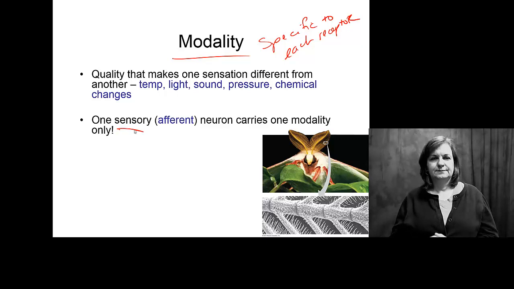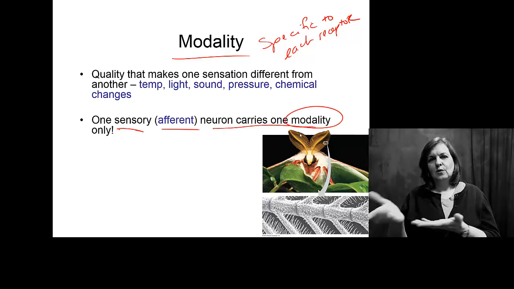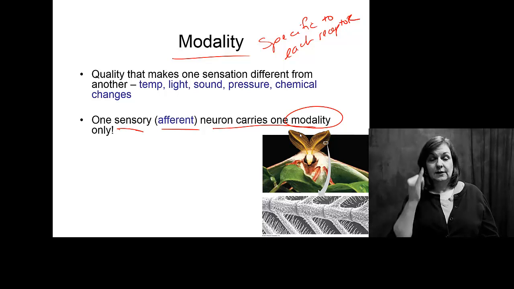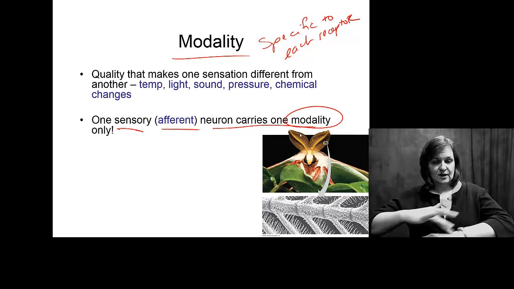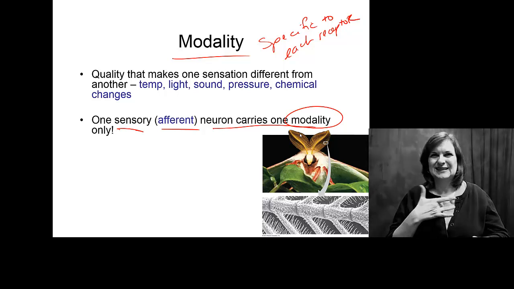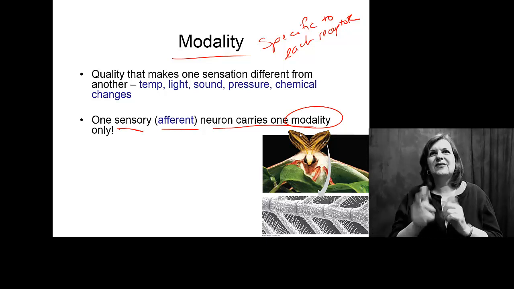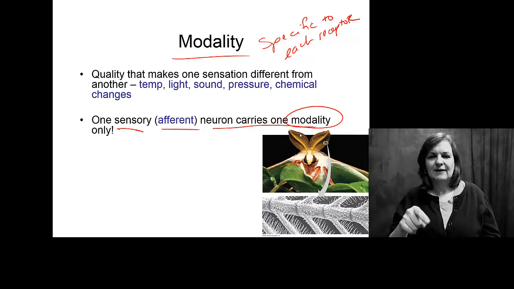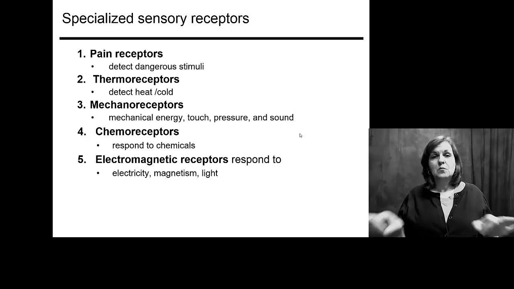You have one sensory or afferent neuron carries one modality, meaning that if you wipe your finger across your desk, you can feel that you're touching something, right? It doesn't taste. You aren't sending a signal to your brain of what your desk tastes like with your finger. You would have to lick your desk, right, to know what it tastes like. This is important because we don't want our receptors getting mixed up.